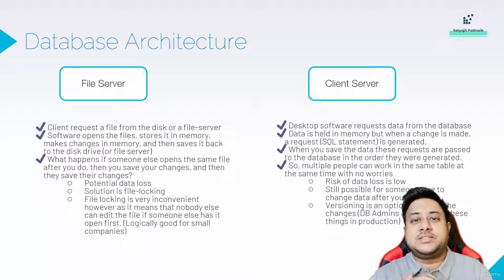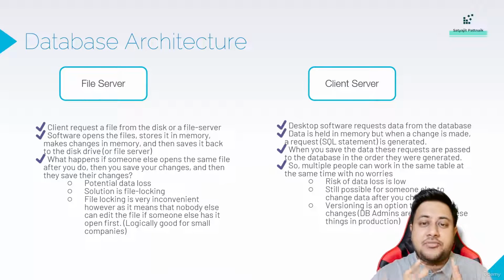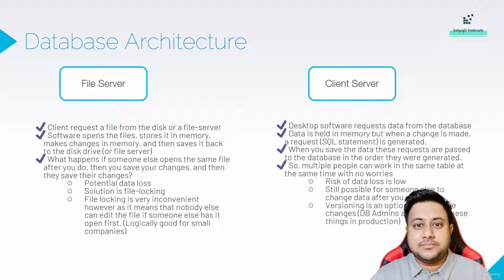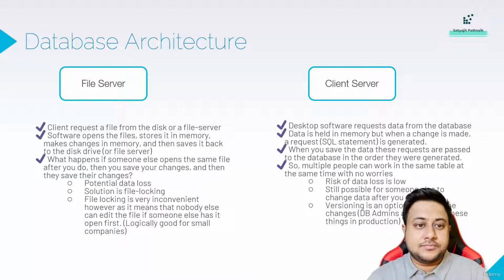Now, what is client server? Desktop software requests data from the database. Data is held in memory, but when a change is made, a request, which is known as a SQL statement, is generated. When you save the data, these requests are passed to the database in the order they were generated.